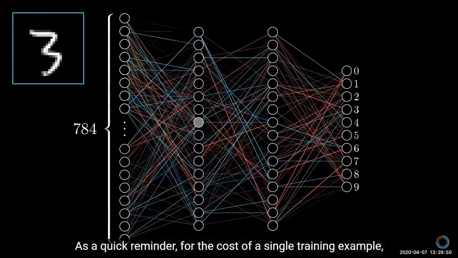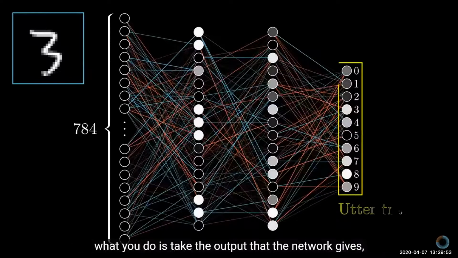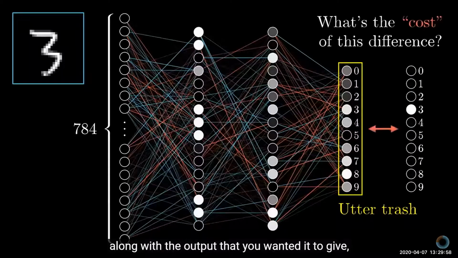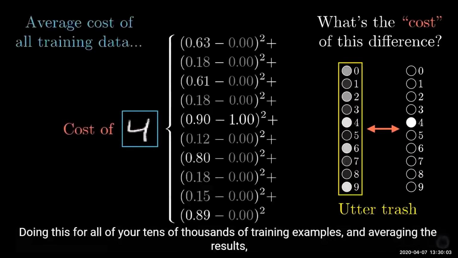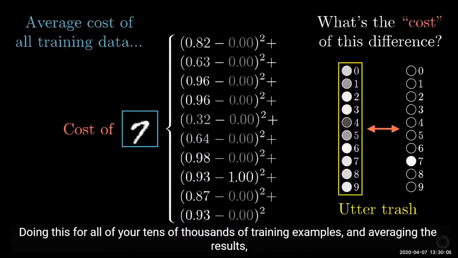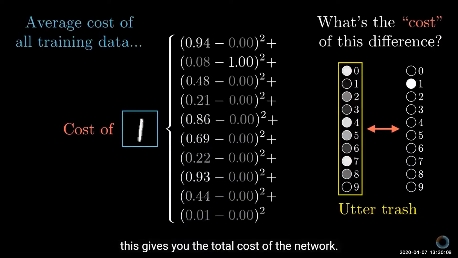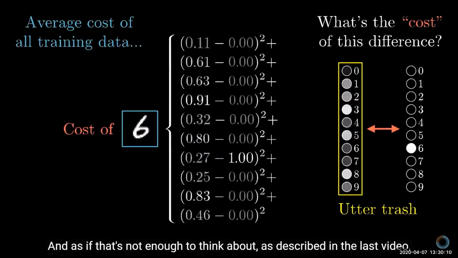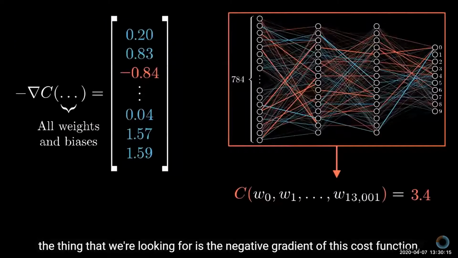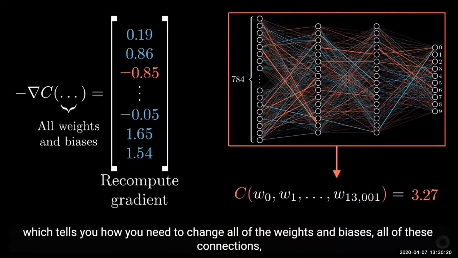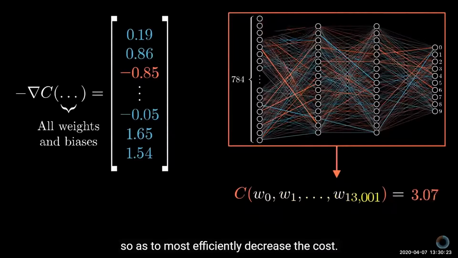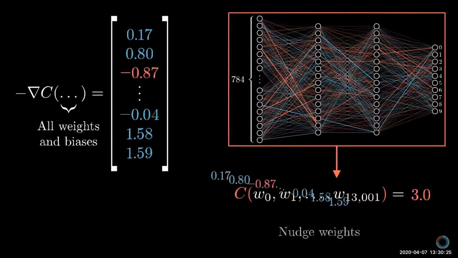As a quick reminder, for the cost of a single training example, what you do is take the output that the network gives, along with the output that you wanted it to give, and you just add up the squares of the differences between each component. Doing this for all of your tens of thousands of training examples and averaging the results, this gives you the total cost of the network. And as if that's not enough to think about, as described in the last video, the thing that we're looking for is the negative gradient of this cost function, which tells you how you need to change all of the weights and biases, all of these connections, so as to most efficiently decrease the cost.